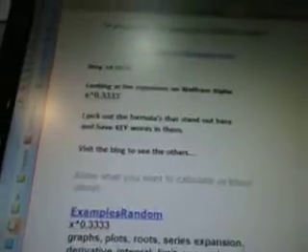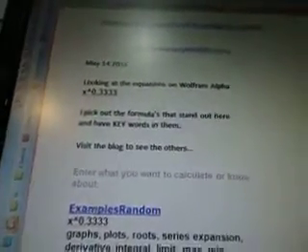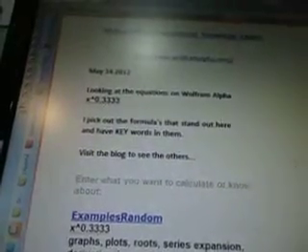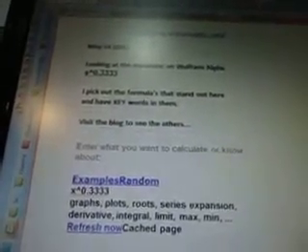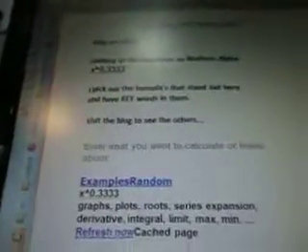So we Google these numbers, and these are some of the keywords that come up. Wolfram Alpha Computational Knowledge Engine, and that came up on this site here, wolframalpha.com. So May 14, 2012. I'm currently filming this on June the 7th, 2012. So May 14, 2012, looking at the equation on Wolfram Alpha x to the power of 0.3333. I pick out the formulas that stand out here and have keywords in them.